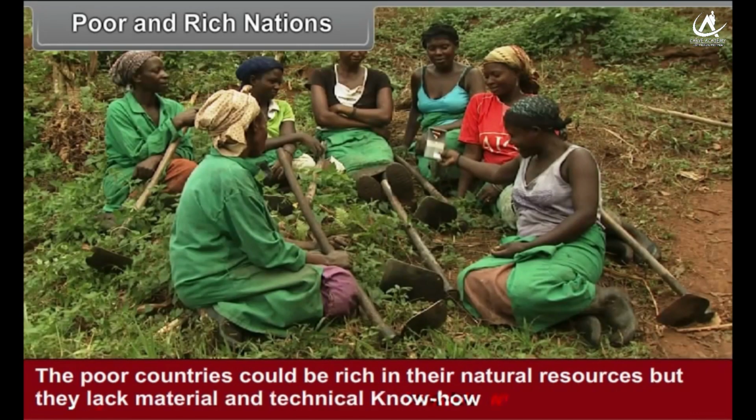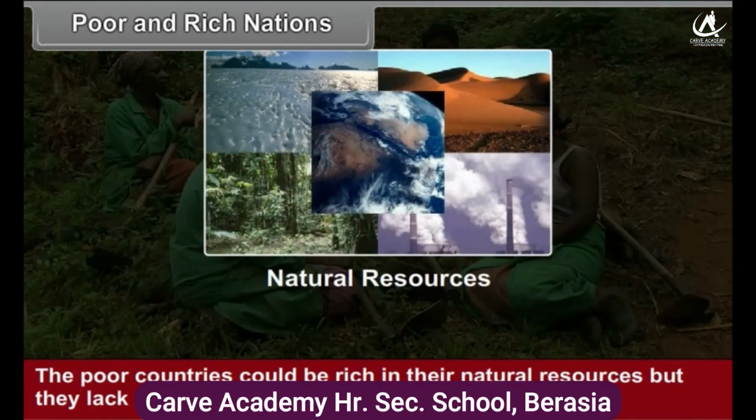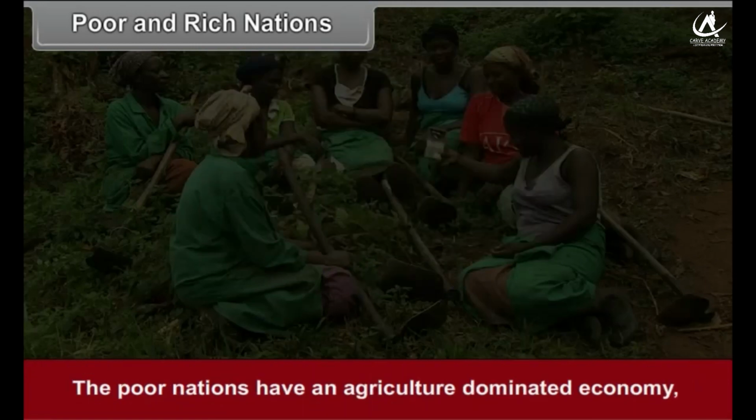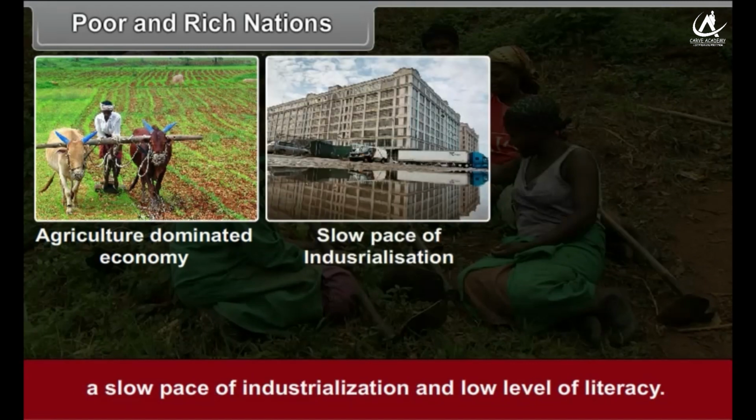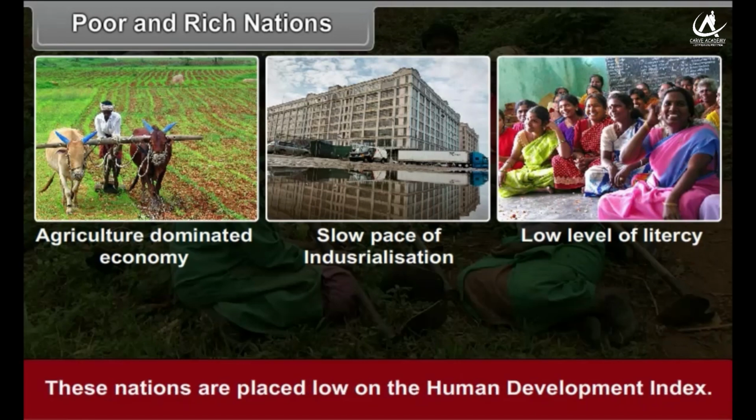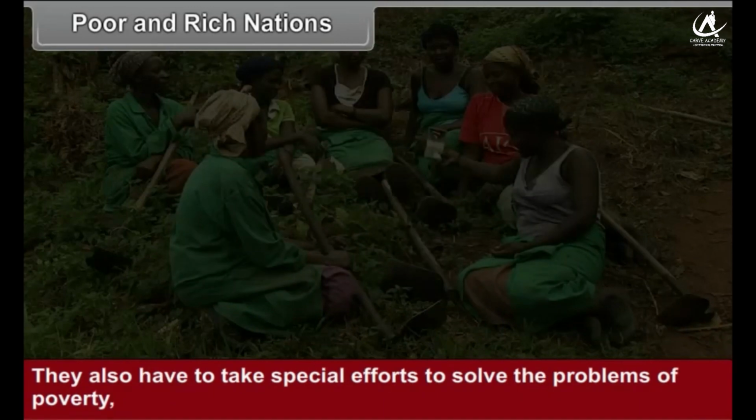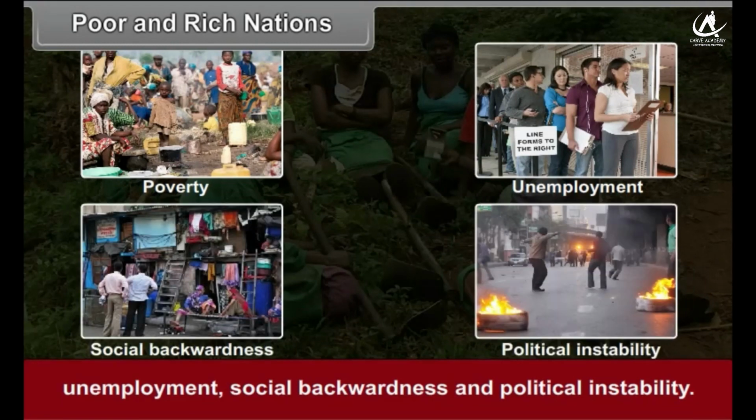The poor countries could be rich in their natural resources, but they lack material and technical know-how, and therefore they are not able to use these resources for their economic development. The poor nations have an agriculture-dominated economy, a slow pace of industrialization, and low level of literacy. These nations are placed low on the Human Development Index. They also have to take special efforts to solve the problems of poverty, unemployment, social backwardness, and political instability.